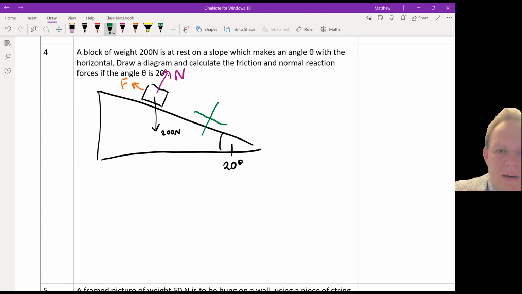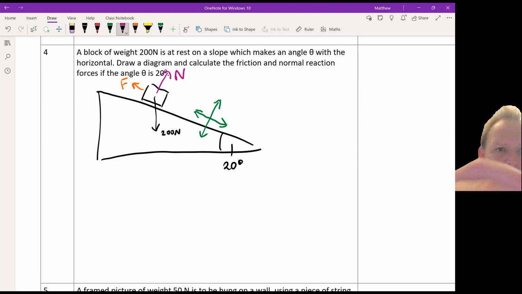This is because for this particular block, the forces in the direction perpendicular to the block must sum to 0. It doesn't float up above the block or sink into the block. But also, because it is at rest, the forces up the slope and down the slope must also sum to 0. Of course, it could be going at a constant speed and this would still be true, but it's not, it's at rest. So we know that the forces in these directions are going to sum to 0.